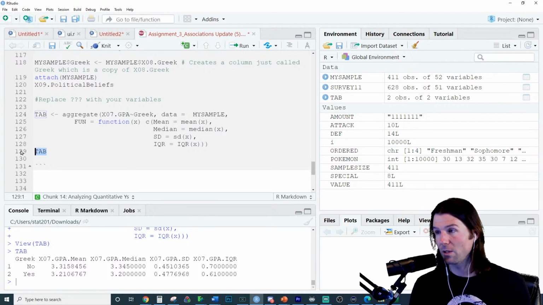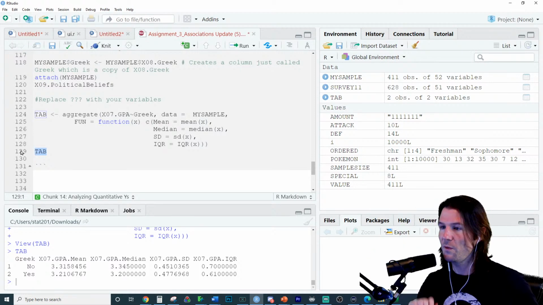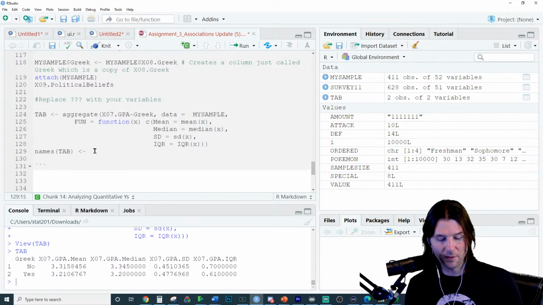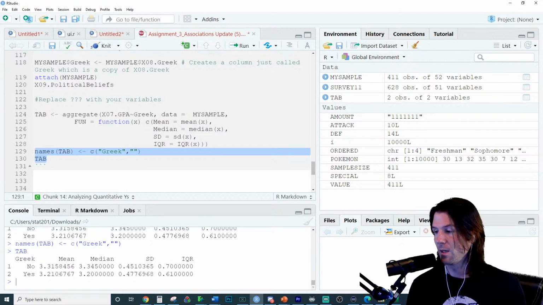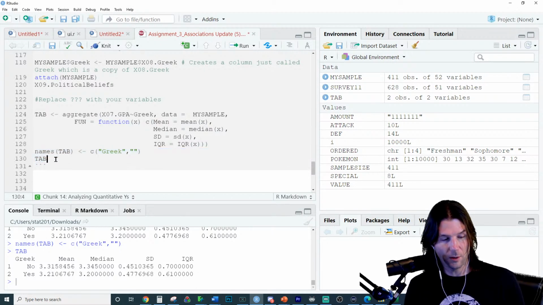So here's what we're going to do. We're going to fix it. We're going to fix these names so they're easier to read. We're going to go right here and we're going to go to names of tab. With the names of the tab, we're going to concatenate a names vector, and we're just going to put Greek right here. I'm doing it differently today. And then we're going to run tab. There we go. Here's the code in the chat. And you know what? I'm changing it to this. So I've just changed the code a little bit in the chat.